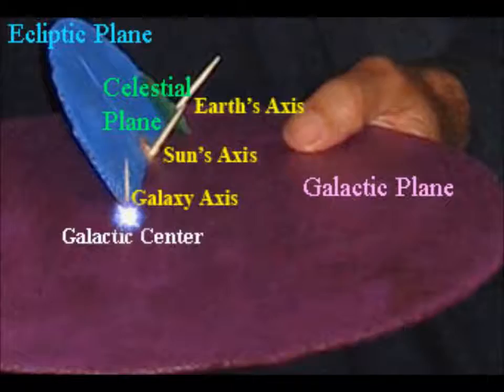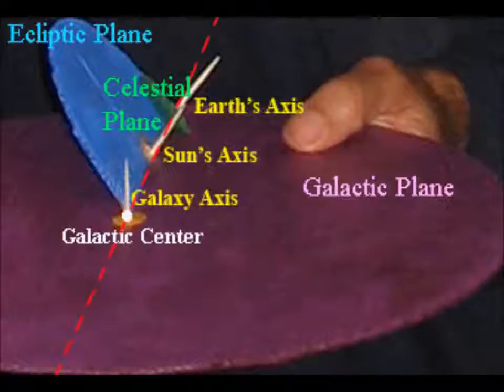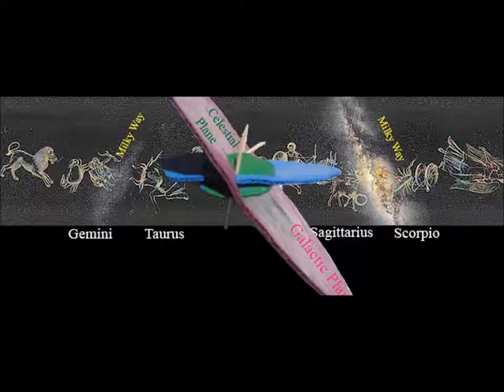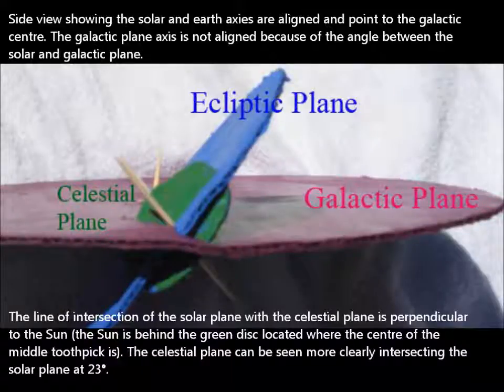In this cardboard model of the galactic alignment, the galactic and ecliptic planes are represented by the intersecting purple and blue disks, and the line of intersection points towards the center of the galaxy, just as it does in the sky. The celestial equator is a projection of the Earth's equator onto the sky. The small green disk represents the plane of the celestial equator.